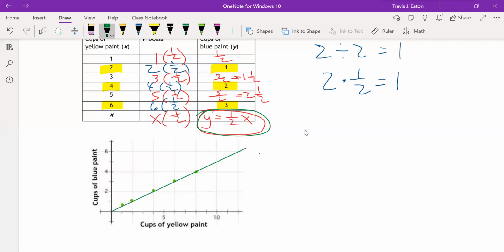And right here, when x is 1, how much is y? Well, y was 1/2. My constant of proportionality, the 1/2. In my equation, it's 1/2. And in my table, when I take any one of my y values and I divide by x, I always get 1/2 every time. Constant of proportionality.